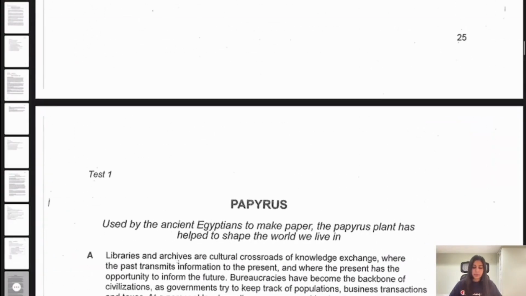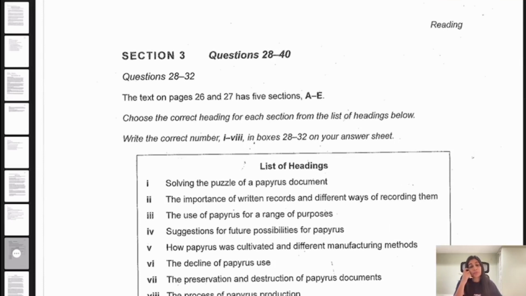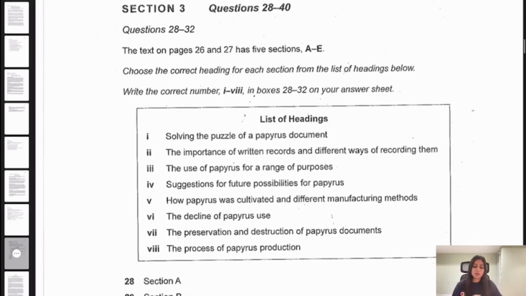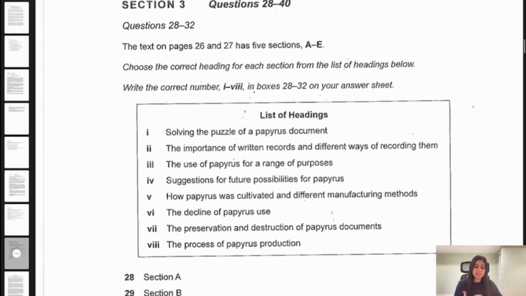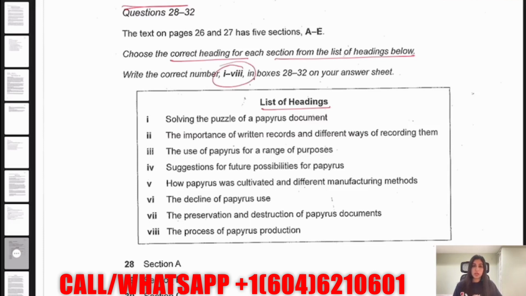Okay, so as I mentioned, this is book 14, and we'll be covering reading test 1 section 3, and we'll be focusing on match the headings or list of headings questions. First of all, you have to read the instructions. Choose the correct heading for each section from the list of headings below. There are 8 headings, as I mentioned.